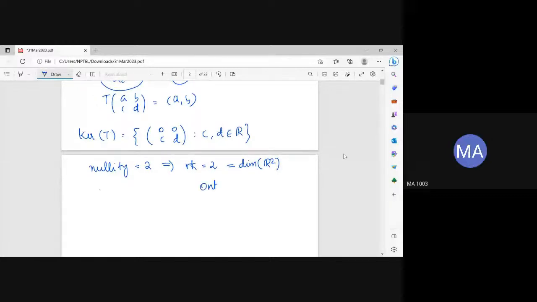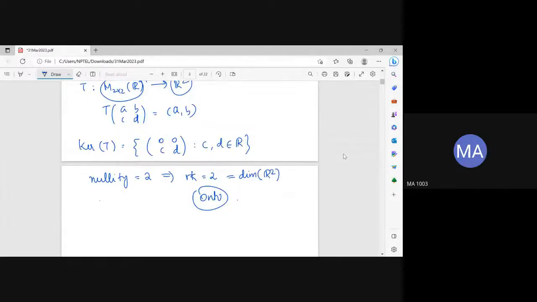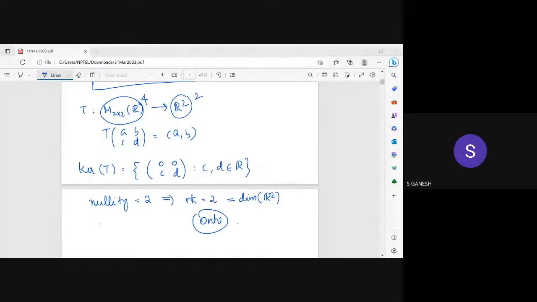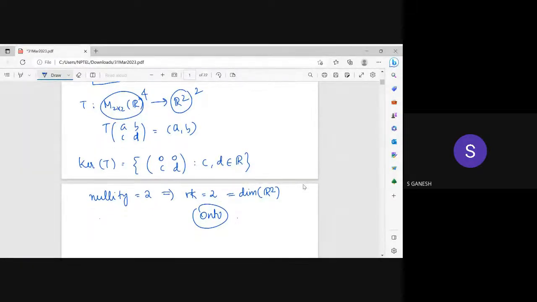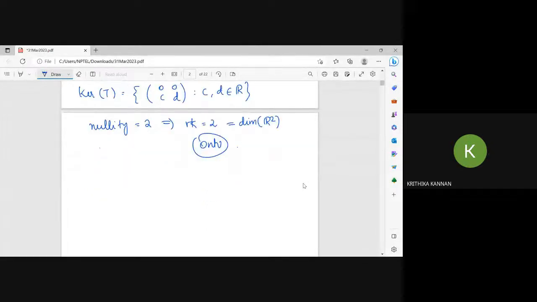Ma'am, I have one doubt. A is a matrix that has come from a linear transformation T, mapping from V to W. The question says T cannot be the zero transformation, but I can't understand why. It can be a zero transformation, right? It can be a zero matrix also. A is a matrix coming from the linear transformation V to W.